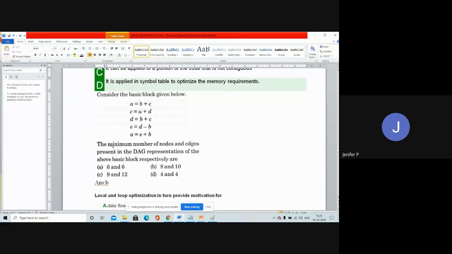So the question is the minimum number of nodes and edges present in the DAG. Okay, and so you are going to construct the DAG. Okay, DAG construct பண்ண போறோம். Construct பண்ணிட்டு நம்ம என்ன பண்ண போறோம்? We are going to find how many nodes. Okay, அப்போ construct பண்ணி பார்ப்போம். See here, let us take the code.